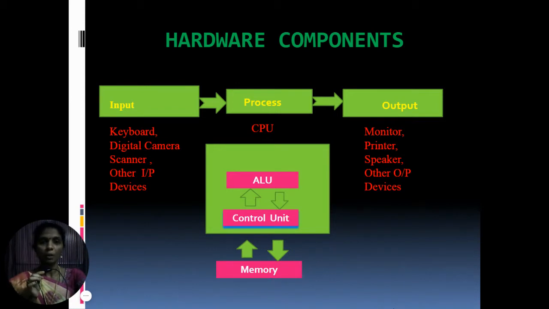Next, one of the components is the CPU. CPU stands for central processing unit. The CPU controls, coordinates and supervises the operations of the computer. It is responsible for processing the input data. CPU consists of the arithmetic logic unit and the control unit.